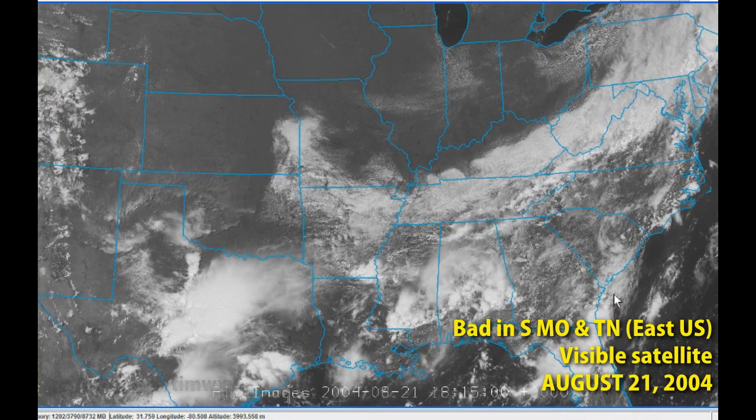And the satellite picture looked like this, and you can see if the eclipse happened that day, there would be a lot of problems in Tennessee and some areas having problems in the Carolinas. A lot of haze, especially in that area.